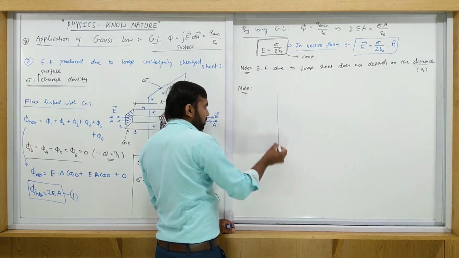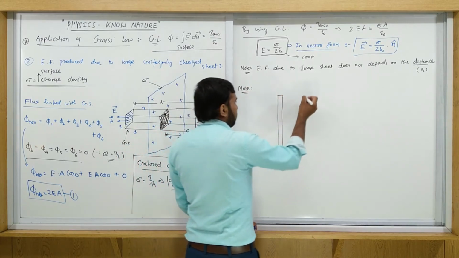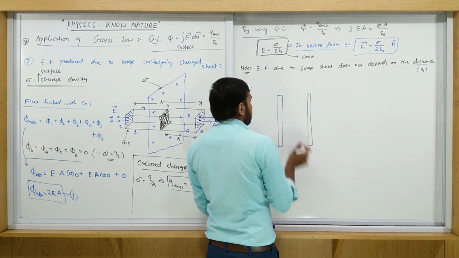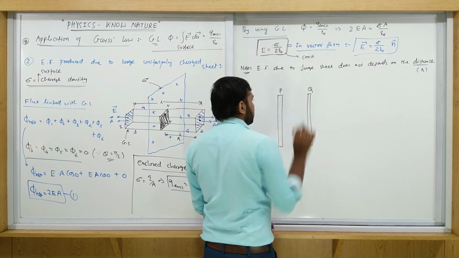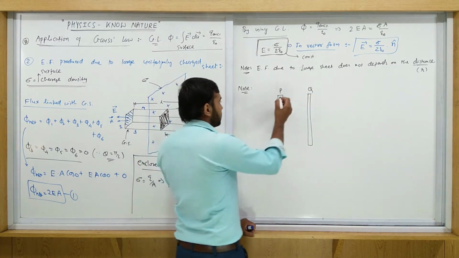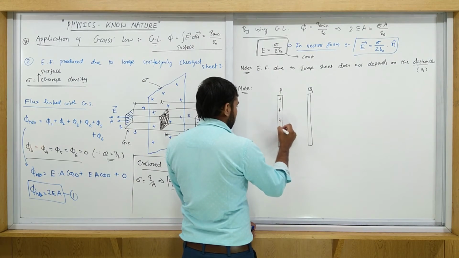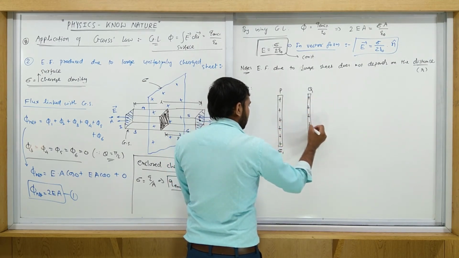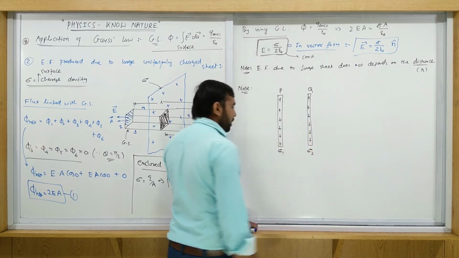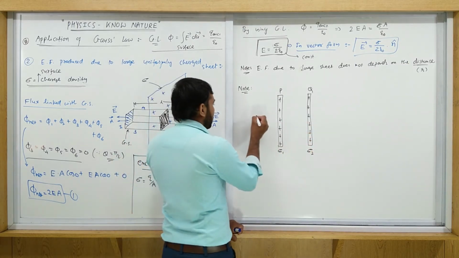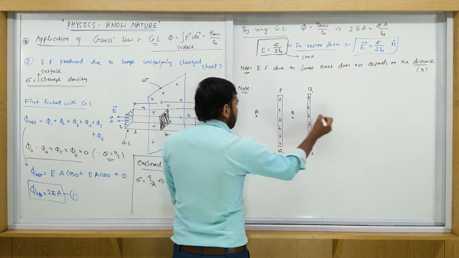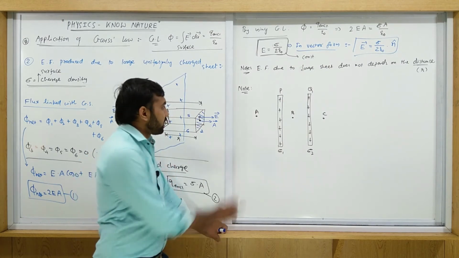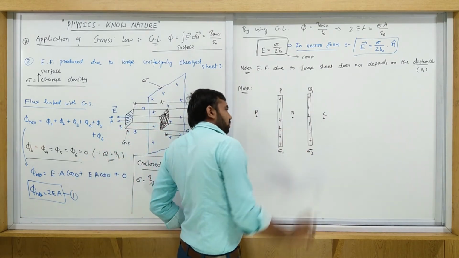If you have this type of large sheets, 1, 2, suppose sheet P and sheet Q. Here the charge density is positive, sigma 1. Here the charge density is positive, sigma 2. Then find the electric field at point A, at point B, at point C. This type of questions are asked.